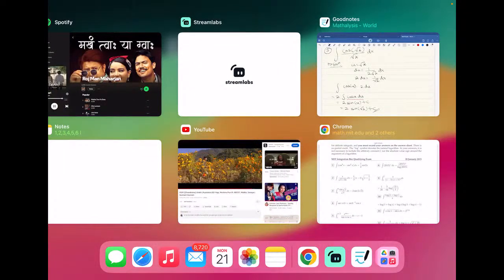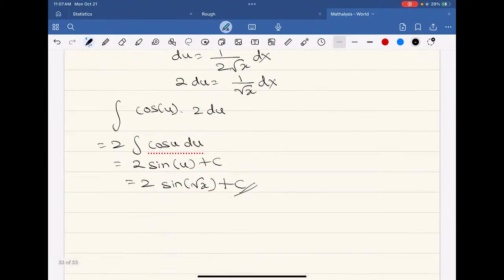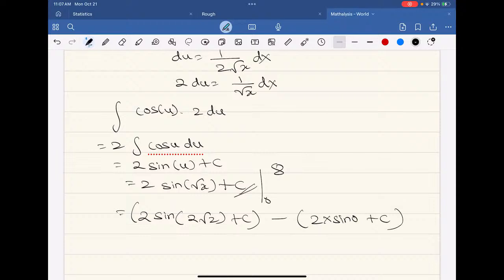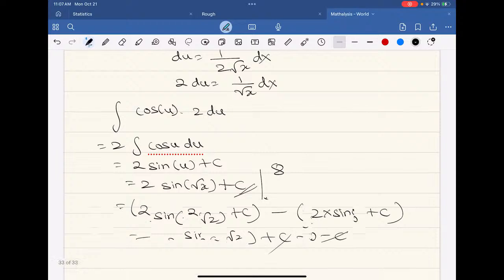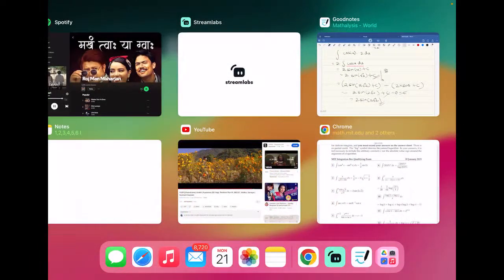Oh, we have limits. I forgot that. The limits are from 0 to 8. So let us substitute the limits now from 0 to 8. Sorry, 0 to 8, not infinity. So this is 2 sine of square root of 8, which is 2 root 2, plus c, minus 2 times sine 0 plus c, right? So this is 2 sine 2 root 2 plus c minus 0 minus c, which cancel out. So we have 2 sine of 2 root 2, right? So the answer is 2 sine 2 root 2.